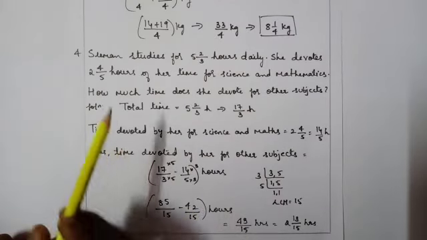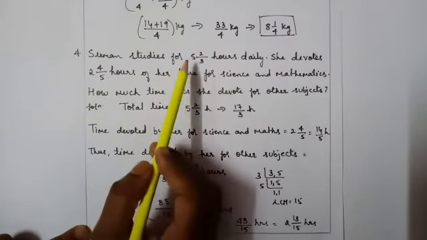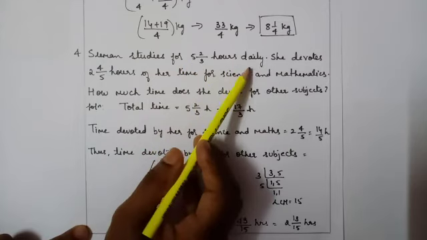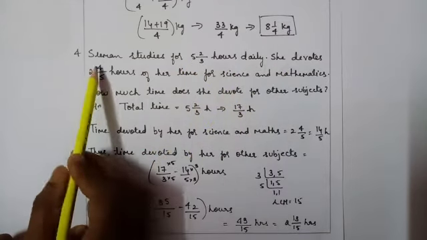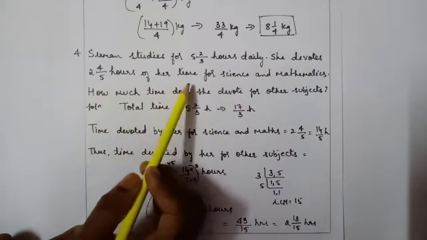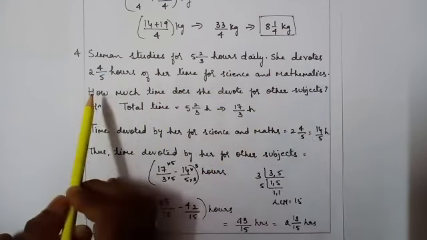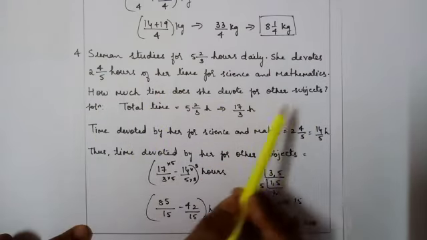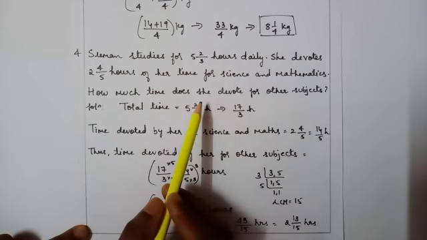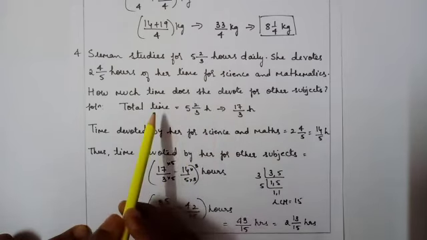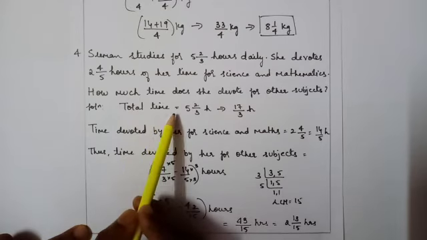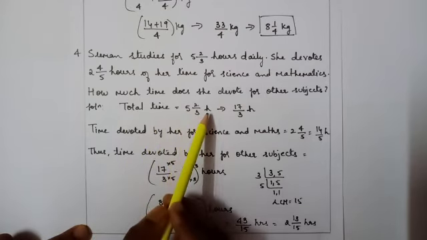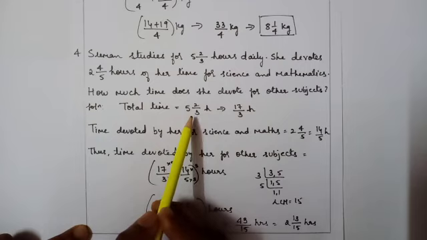The next problem: Suman studies for 5 2/3 hours daily. She devotes 2 4/5 hours of her time for science and mathematics. How much time does she devote for other subjects? Once you read this problem, you will come to know it is a subtraction problem, right? So the total time is equal to 5 2/3 hours. It is in the mixed fraction form.